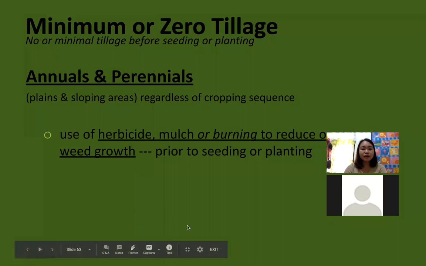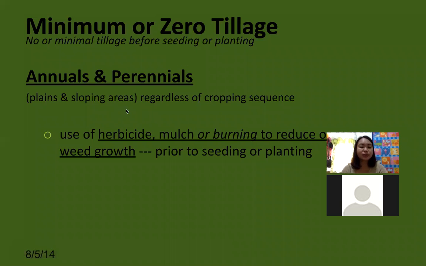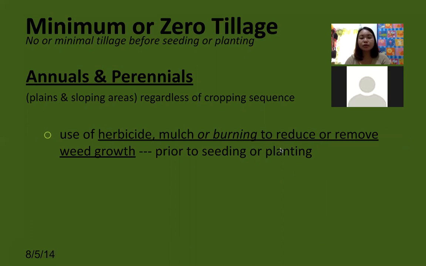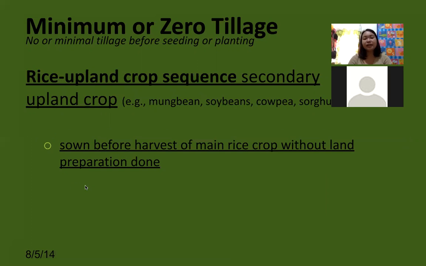So another is the minimum or zero tillage, or no or minimal tillage before seeding or planting, used in annuals and perennials regardless of cropping system. Use of herbicide, mulch, or burning to remove weed growth, and this is done prior to seeding or planting. And as I have said, you just have to wait for the harvesting afterwards.